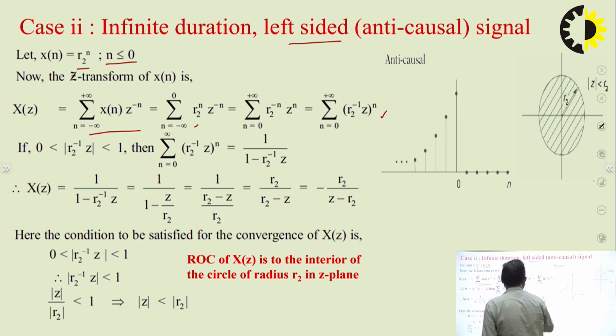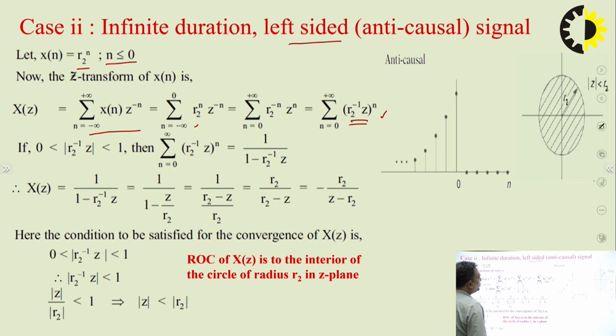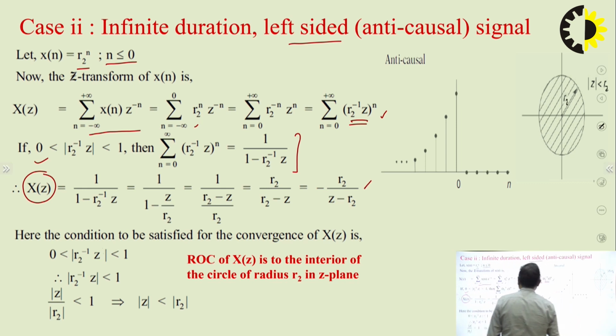Now for convergence of this infinite series, again |R2^(-1) z| should be less than 1. Okay. So this is the condition we have taken here. And the solution is 1 upon 1 minus R2^(-1) z. So X(z), if you will see here, you will get minus R2 upon z minus R2. Okay.